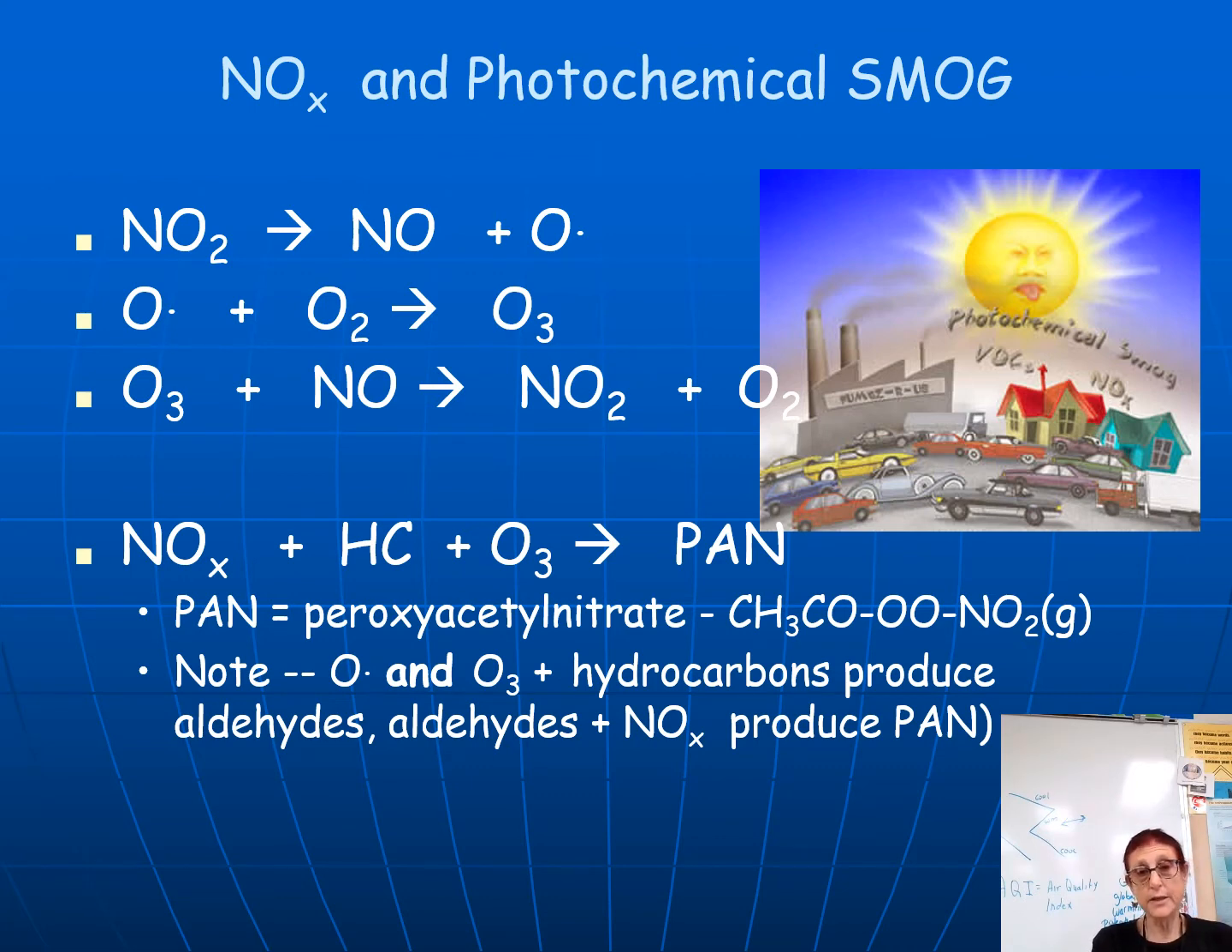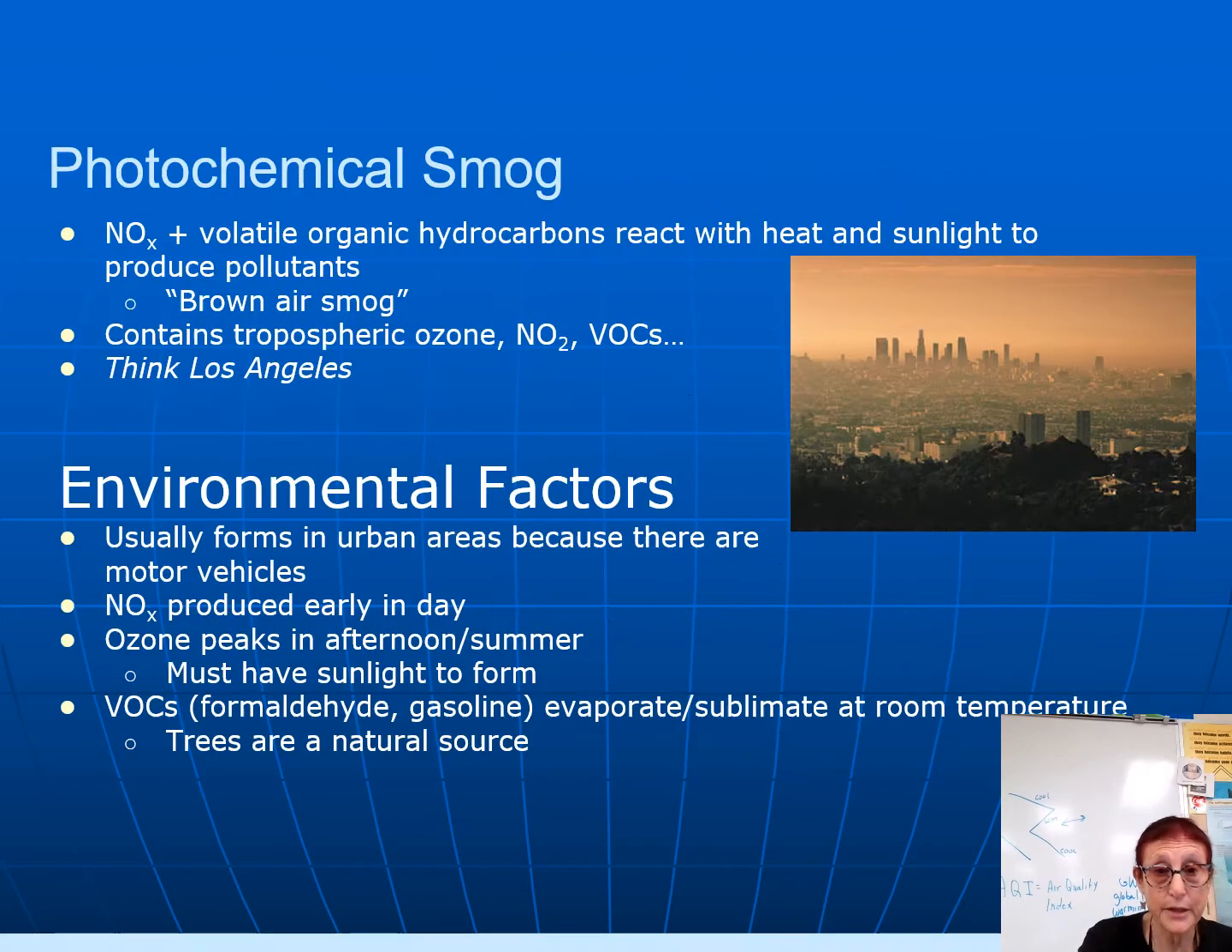Nitrogen oxides, along with hydrocarbons and ozone, can produce PAN. PAN stands for peroxyacetyl nitrate. Both ozone and PAN are examples of secondary air pollutants and of photochemical air pollutants. So what do you need for photochemical smog? You need sunlight, usually warm conditions, and you need nitrogen oxides, which are typically put out by your vehicles. You usually see photochemical smog forming in urban areas because of the number of motor vehicles in urban areas.